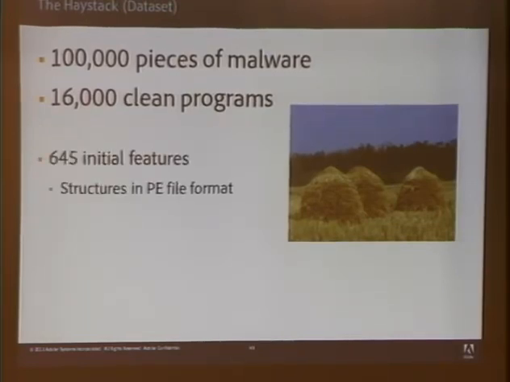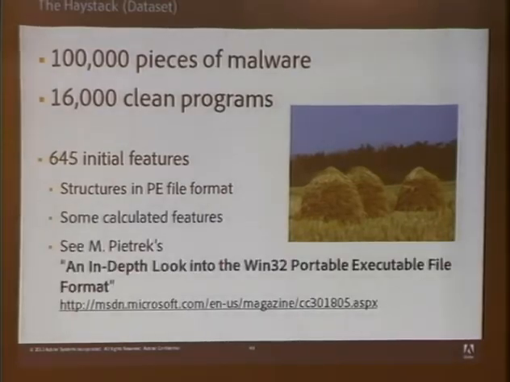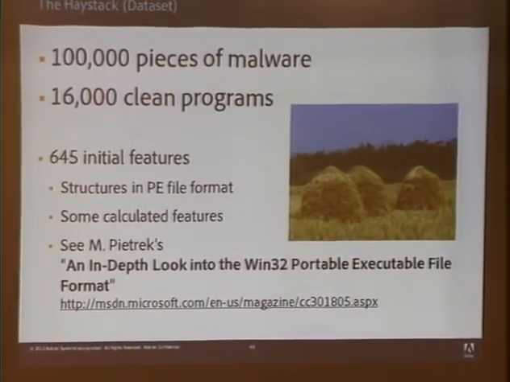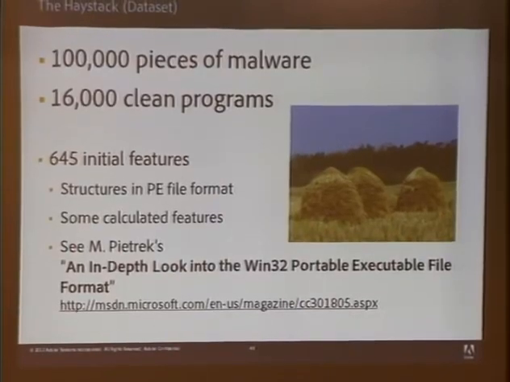I started with 645 features initially, features extracted from properties of the PE file format. And some of the features I had to calculate. Machine learning algorithms tend to accept a certain kind of feature. It could be all numeric, all nominal, or all binary. I decided to go with numeric features because that seemed to represent most of the data within a PE file. Some of the calculations had to be whether something contained an import or whether something contained an export, for example. So that's what I mean by calculated features. And Matt Pietrek's article was very insightful and helpful in my analysis.